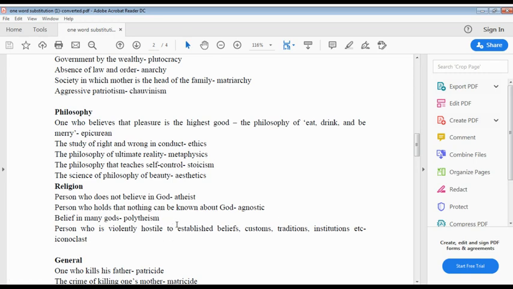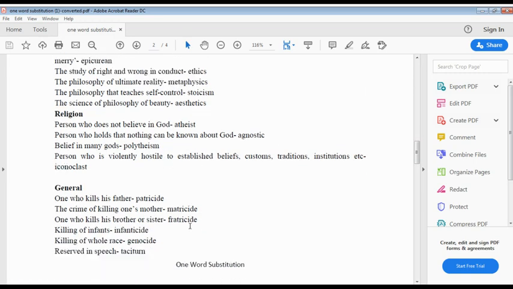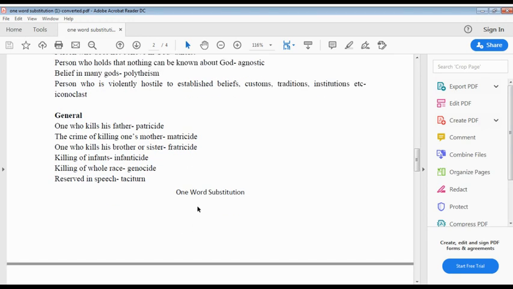Belief in many gods, polytheism. From general English use: one who kills his father, patricide; matricide, fratricide, infanticide, genocide. All these are examples of one word substitution, and their longer expressions are these ones.